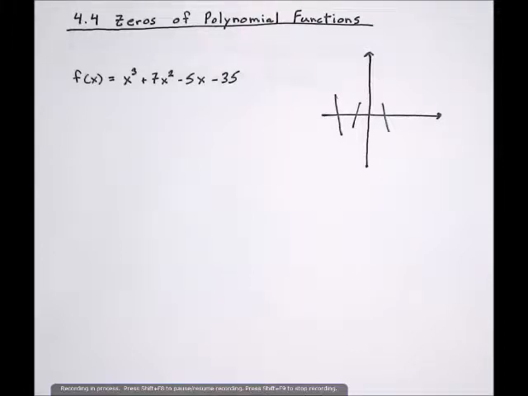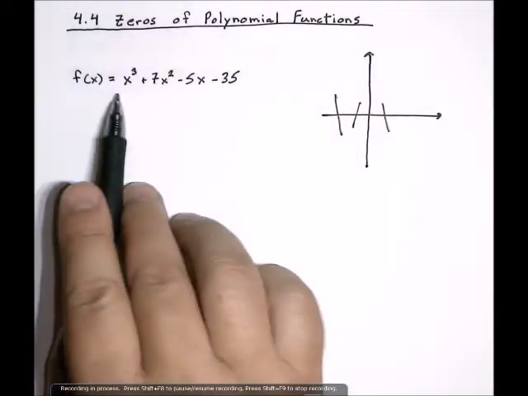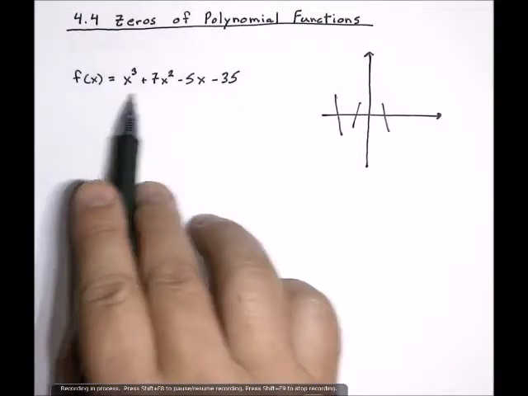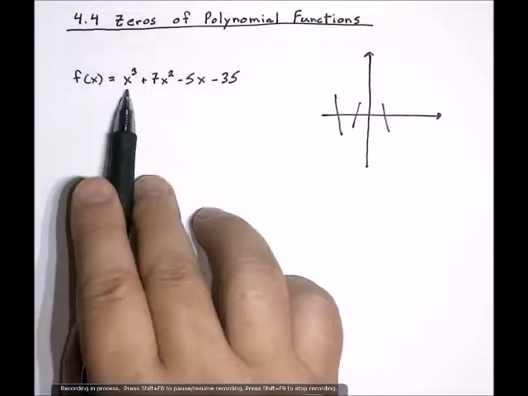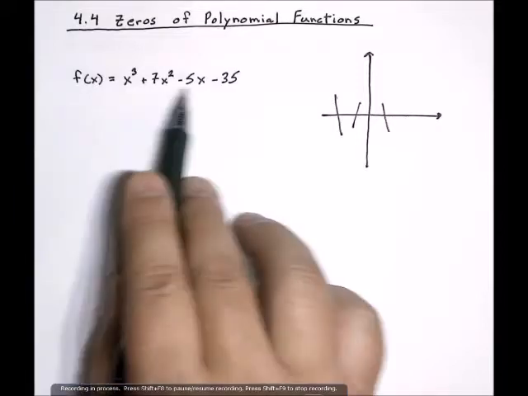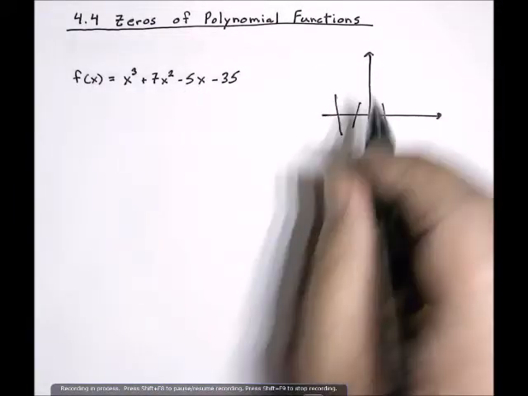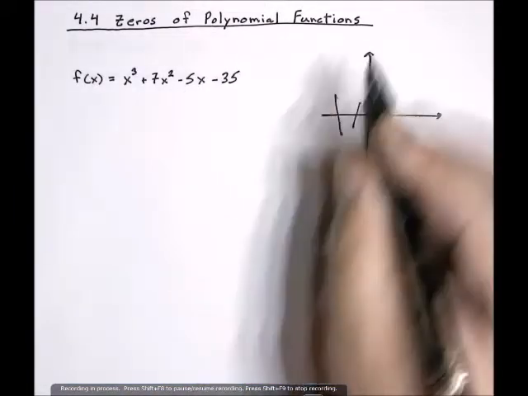In section 4.4, we delve a little bit deeper into factoring polynomial functions. So, same question as previously. I'm given this polynomial, and I want to factor it completely. And it's a cubic, so I know there's going to be 3 factors. So when I graph it, I get something that looks kind of like this.